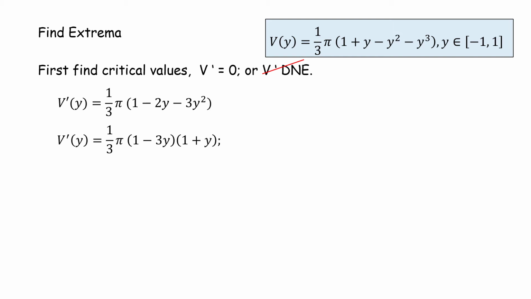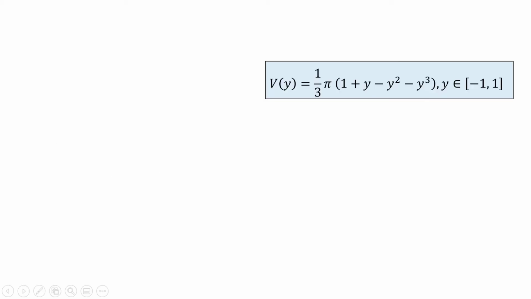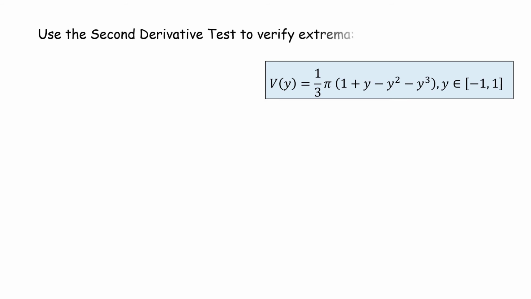Then we're only concerned with finding where the derivative equals 0. So let's set this function equal to 0. You get 0 equals 1/3 pi times 1 minus 3y times 1 plus y. Set each of those equal to 0, and we get that the critical values are y equals 1/3 and y equals -1. Let's use the second derivative test to determine whether the critical values we obtained are minimums or maximums.